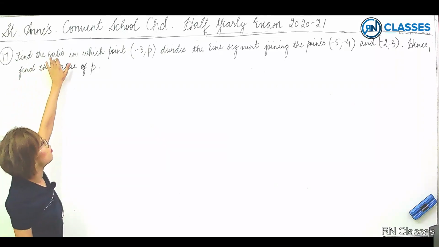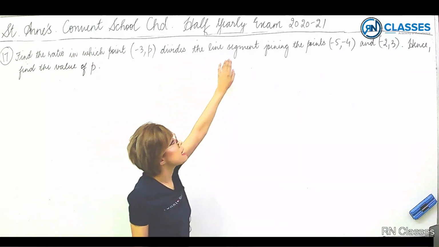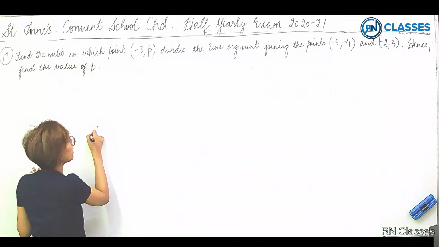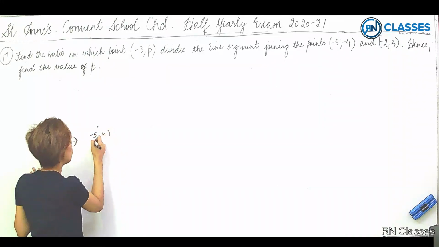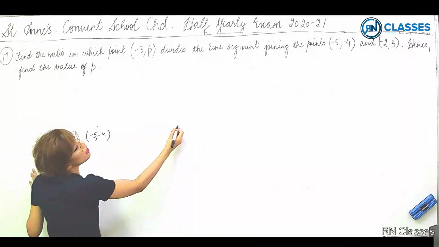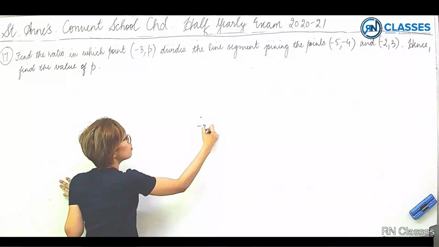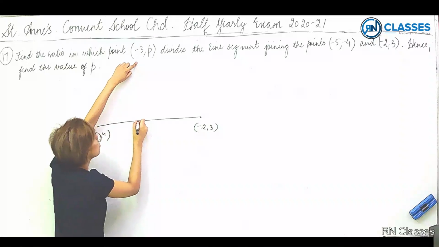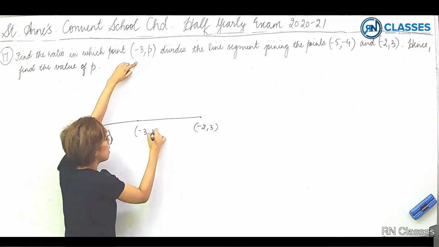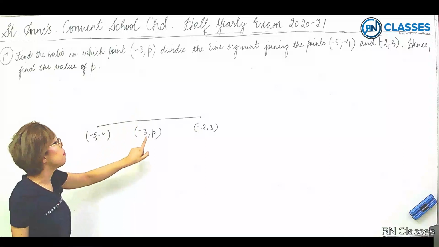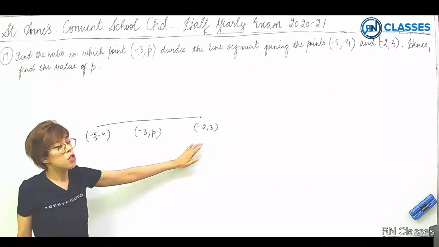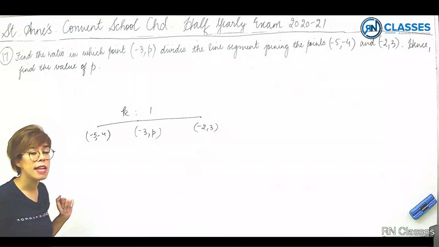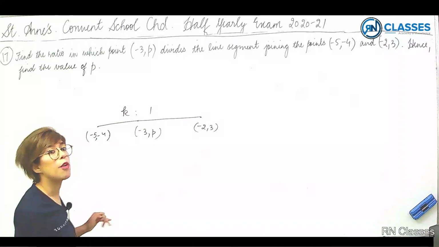Alright, so the next one. He says find the ratio in which point divides the line segment joining the points this and this. So I have 2 points, minus 5 comma minus 4, and the other point is minus 2 comma 3. Now this segment is divided by this point. So suppose it is here, minus 3 comma p. I am interested in the ratio that the point divides this line segment. So I will consider my ratio to be k is to 1. I am interested in the value of k for now.